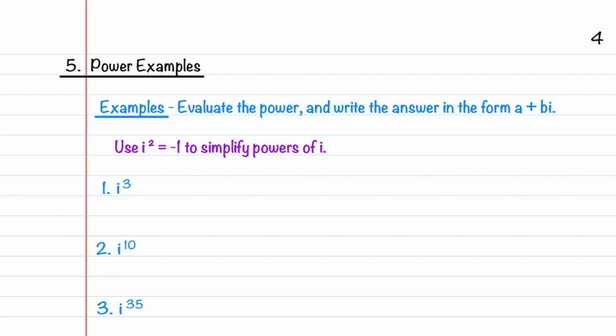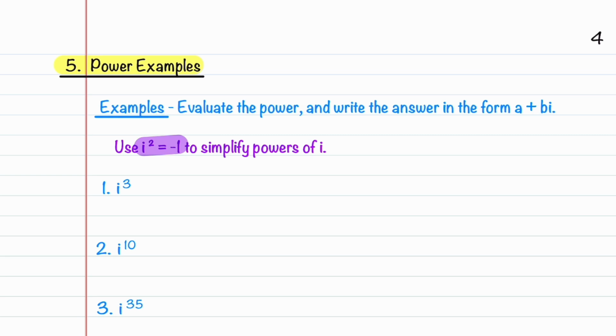The examples that we're going to look at now are called power examples. For these examples, we're just going to have the term i, and it's going to be raised to a power, and we're going to have to simplify it. To do the simplification, we're going to use i squared is equal to negative 1.